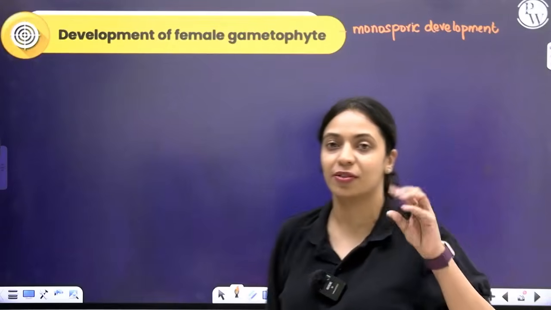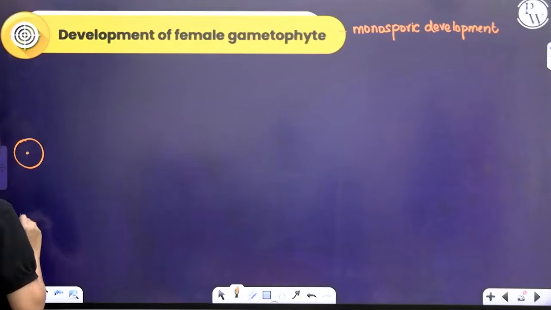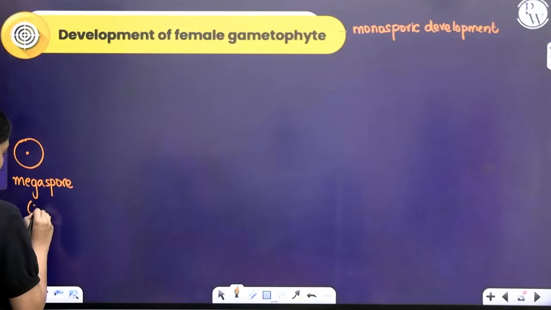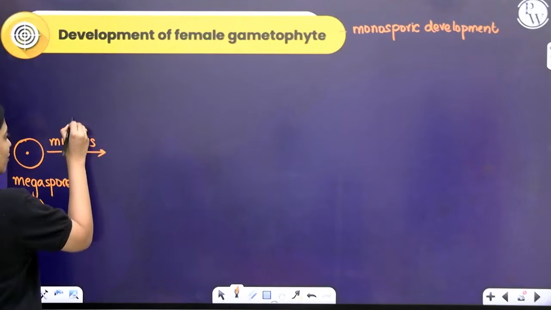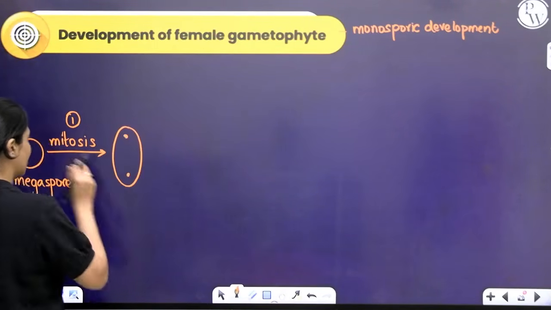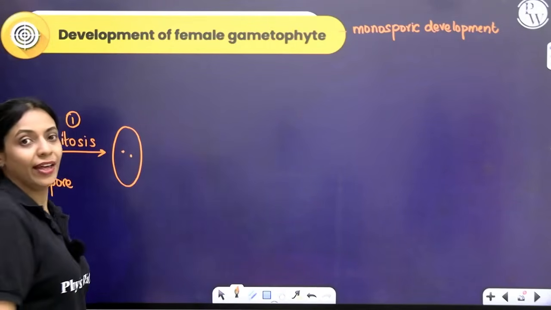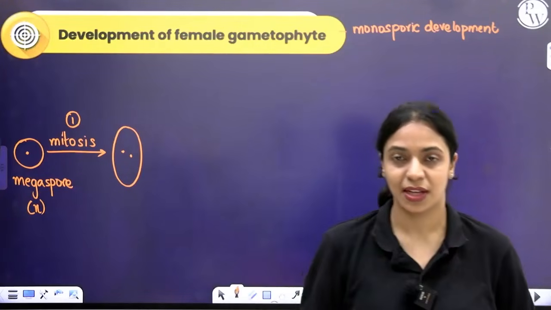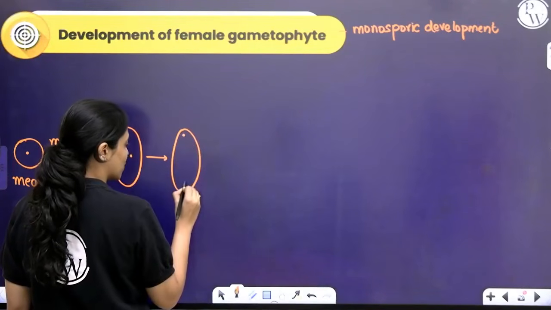From the megaspore, how does the female gametophyte develop? We will understand that. We have just one megaspore which is haploid. The single megaspore undergoes mitosis. After the first mitotic division, 2 nuclei are formed. Karyokinesis happens during mitosis, but it is not immediately followed by cytokinesis. So within the same cell, you will have 2 nuclei.